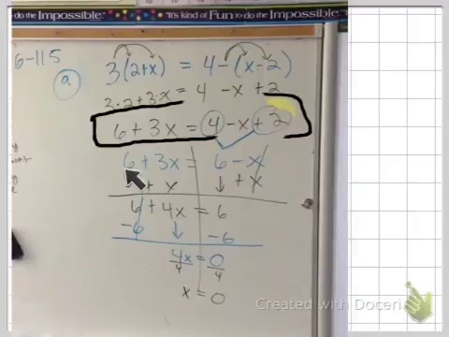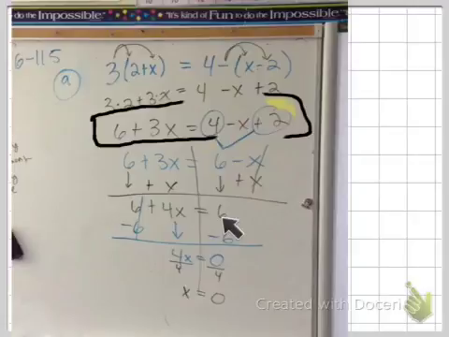6, we can't do 6 plus x because they're not terms that are alike. So just bring that down. And then 3x plus x is 4x. The 6 again, bring it down. Minus x plus a positive x cancels out. Okay. Now I'm left with 6 plus 4x equals 6.